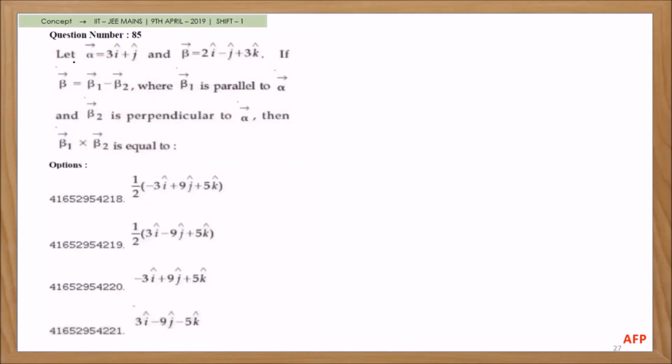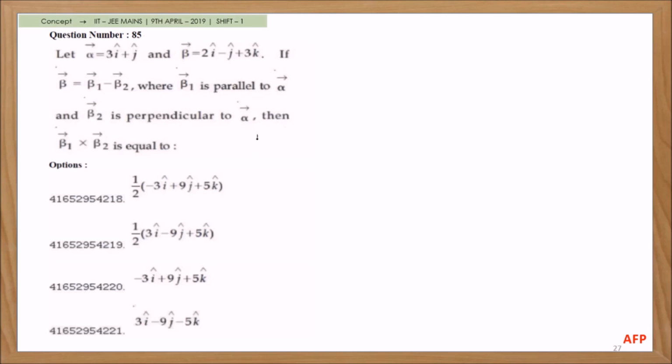Next problem. Vector alpha and vector beta are given. If vector beta is equals to beta 1 minus beta 2, where beta 1 is parallel to alpha and beta 2 is perpendicular to alpha, then find beta 1 cross beta 2. So we have to find the vectors beta 1 and beta 2, then we can find the cross product. The first condition is given: beta 1 is parallel to alpha.